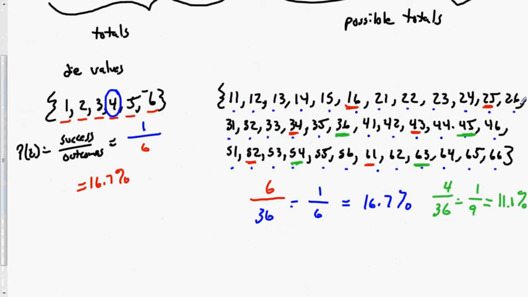Okay. So that's how you do these. You count the total successes and divide it by the total outcomes.